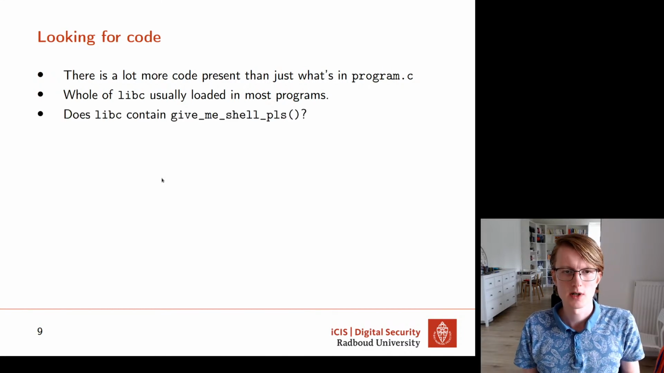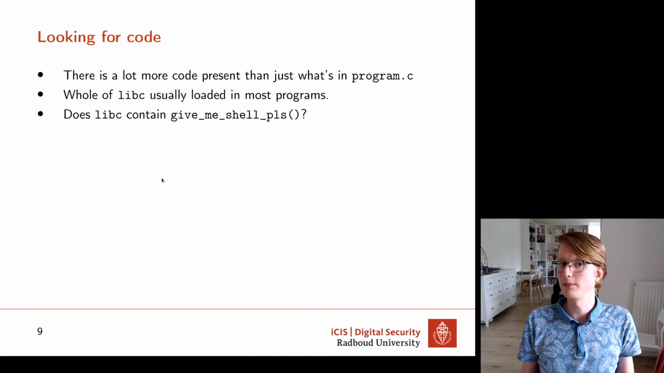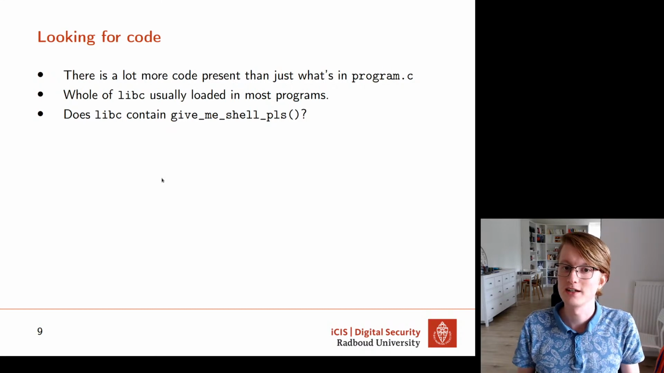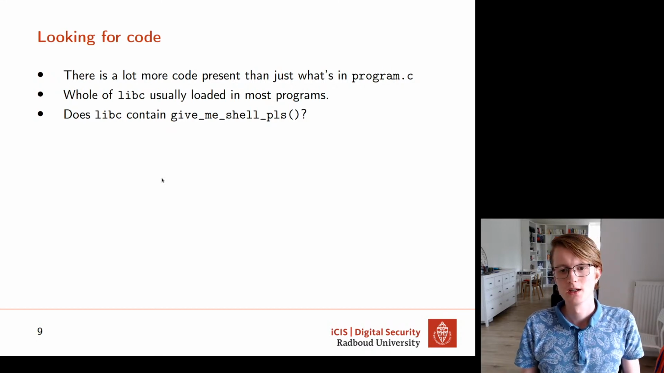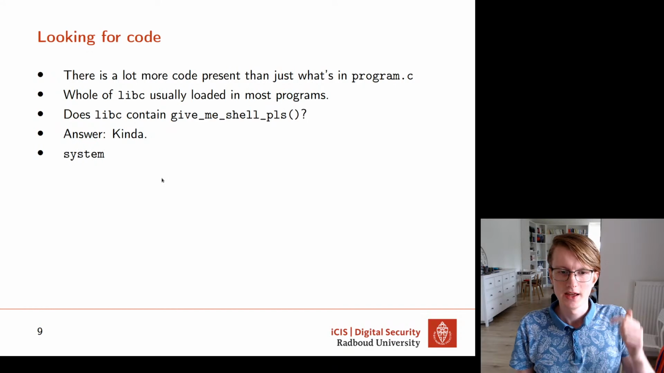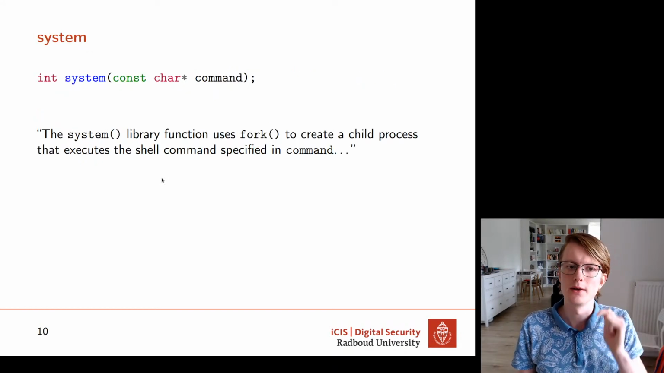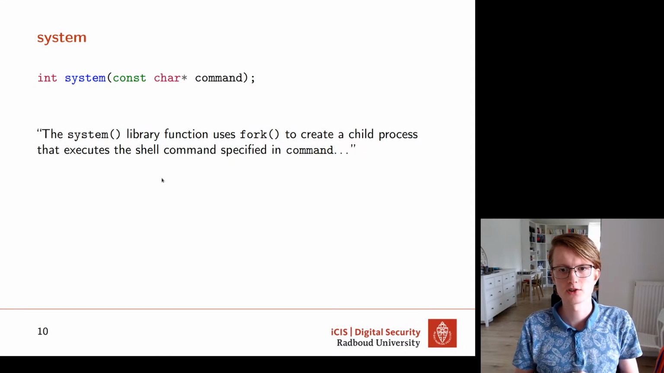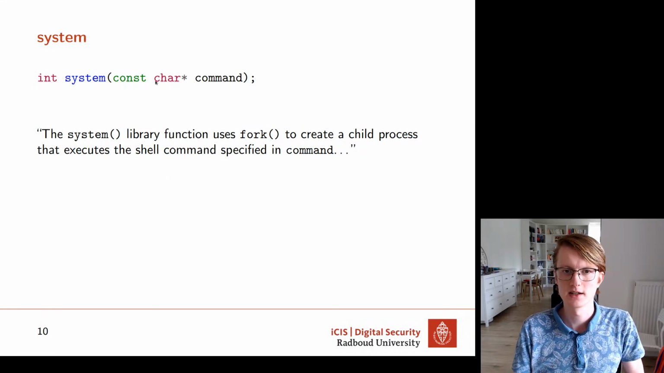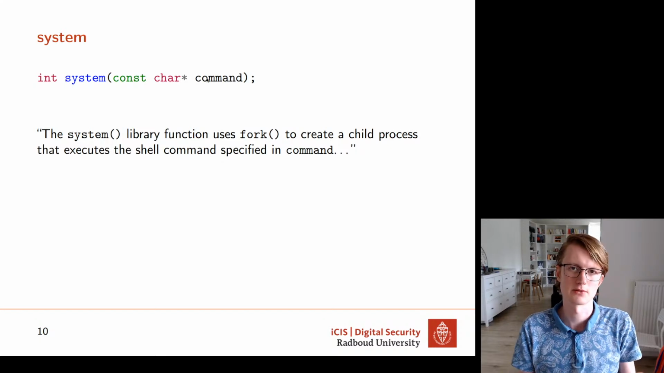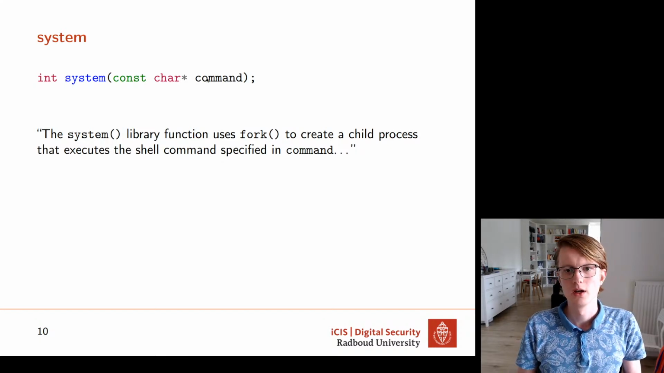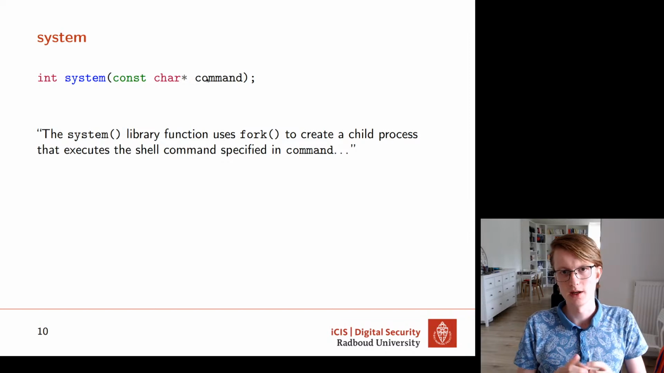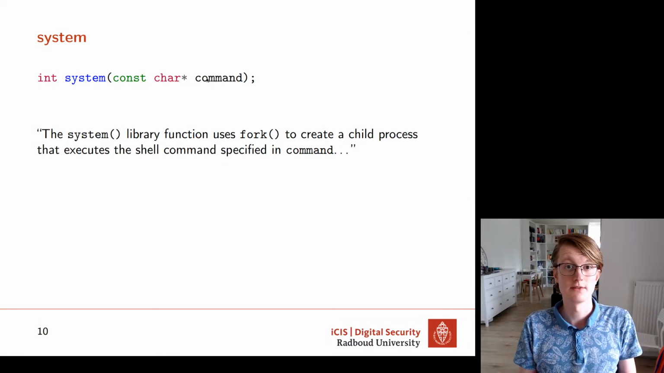And then the question is, does libc maybe contain a function that's called "give me a shell, please"? Kind of. There's this function called system, and what system does is that it uses the fork function to create a child process, and in that child it will execute a shell command given by this character pointer. Well, that's of course going to be a string. So if you would call system with /bin/sh, it should give us a shell.